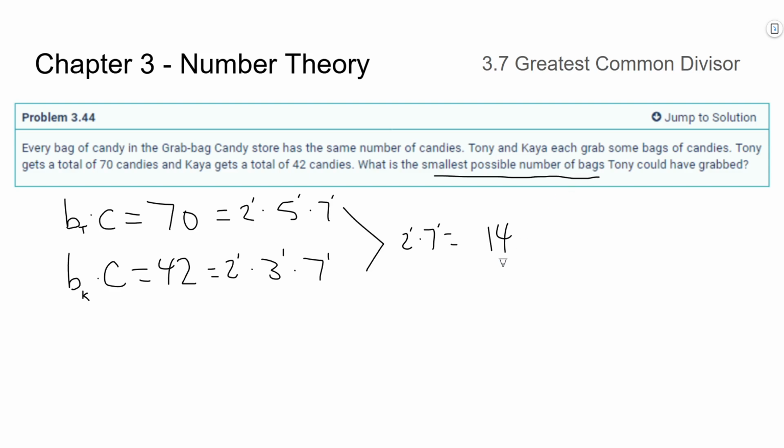And if that is the case, that's the largest number that could be in each bag, then what's the smallest possible number of bags Tony could have gotten? Well, that would be 70, which is the total candy that Tony has, divided by 14. And how many would that be? Would that be 5? Let's see. Yep, that would be 70. So 5 bags would be the smallest number of bags that Tony could have grabbed. The largest number of bags Tony could have grabbed would be 70 if each bag had 1 candy in it. Hopefully that makes sense.